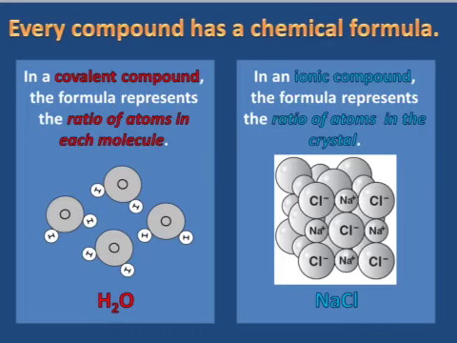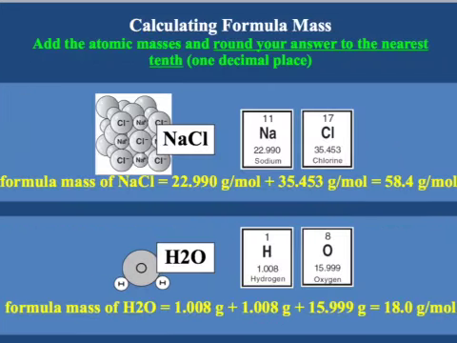Okay? Now in an ionic compound, the formula is going to represent the ratio of atoms in a salt or in a crystal. So again, formula just means ratio of atoms. How many atoms do you have?